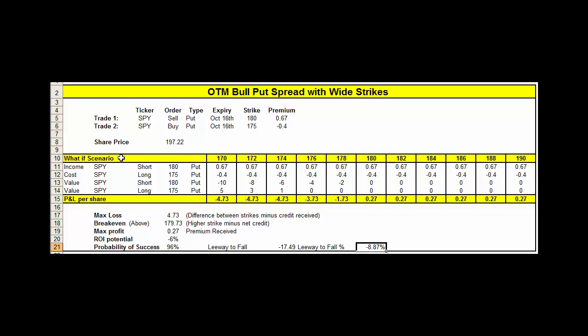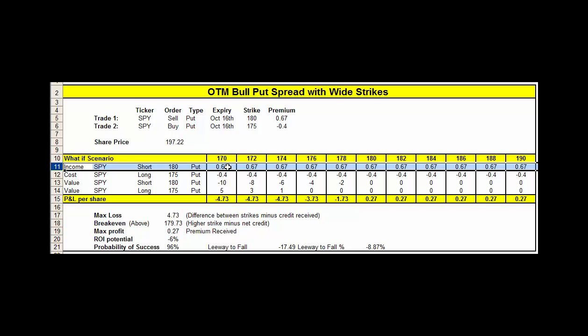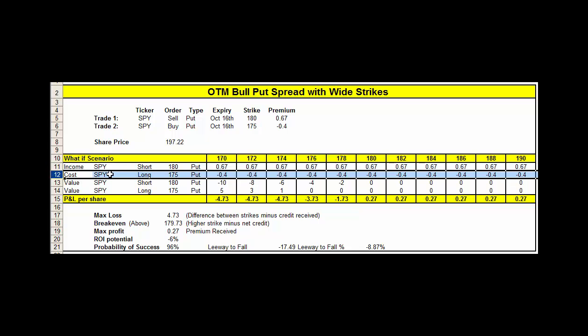So what we do then is we come into our what if scenarios and we say, okay, well, let's imagine now it's the 16th of October and the share price of SPY is at 170. What does that mean for us? Well, we put in the information we know. We know that we received 67 cents in premium for selling the $180 puts. So that never changes. No matter what the share price is at, we've received that in. The second part is what it costs us to actually buy a bit of insurance underneath it, and that's exactly the same across the board at 40 cents. We put in a minus 0.4 because it cost us.